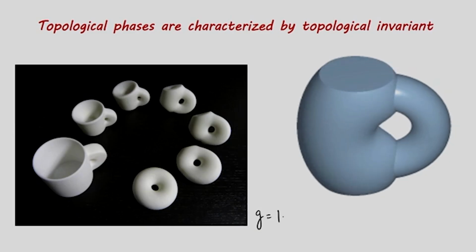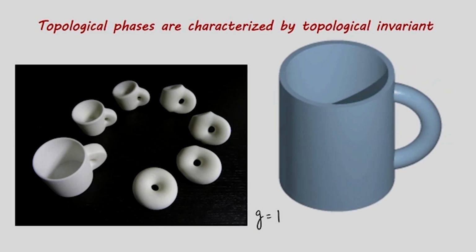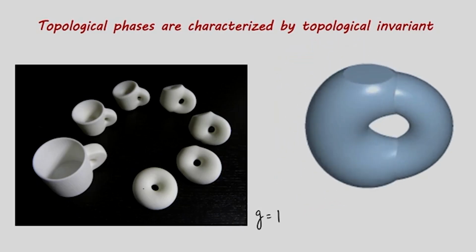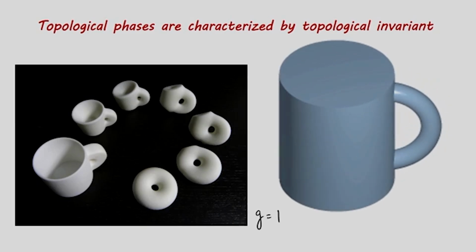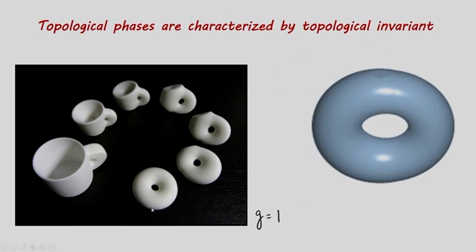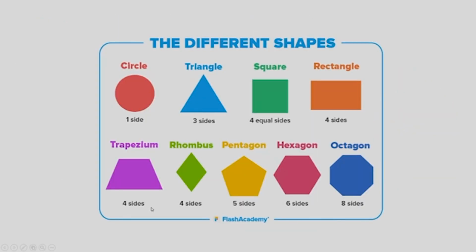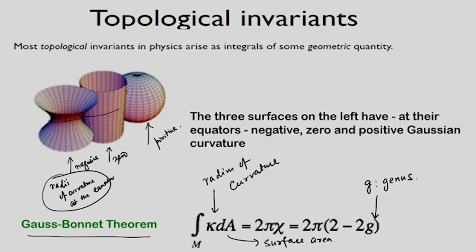So, both the mug and the donut have genus equal to 1, and you can clearly see that the hole in the donut corresponds to the genus. Where you actually hold a cup or a mug, that place where you hold is the genus, and this has genus equal to 1, and this is exactly that genus. Okay.